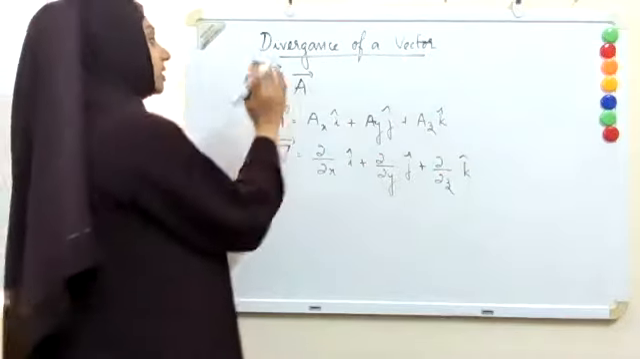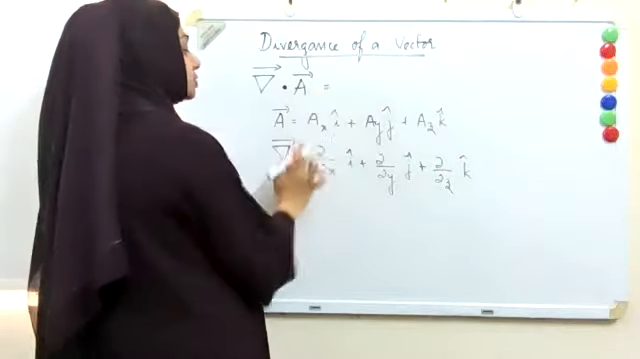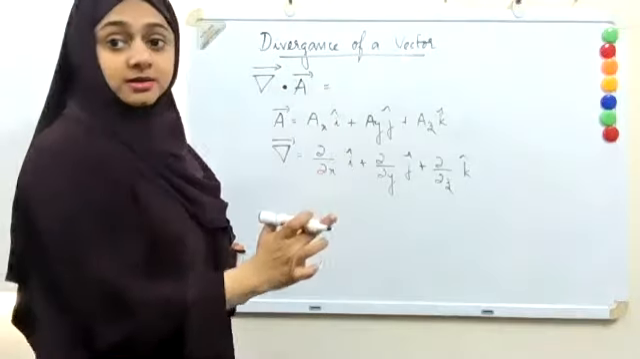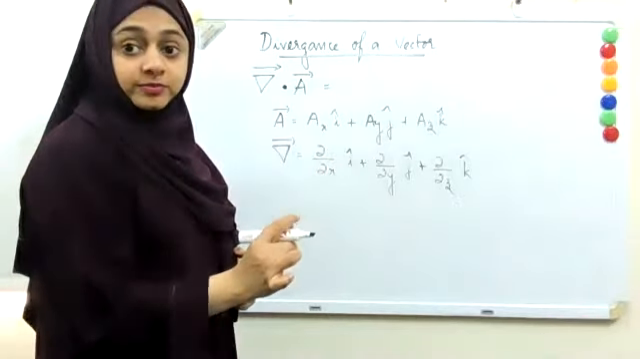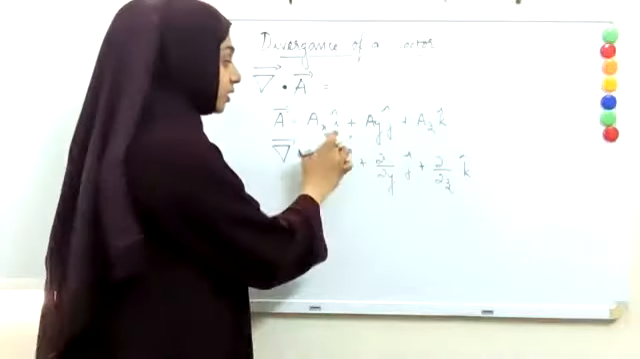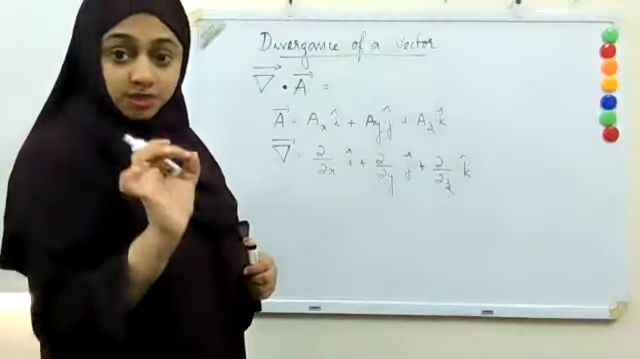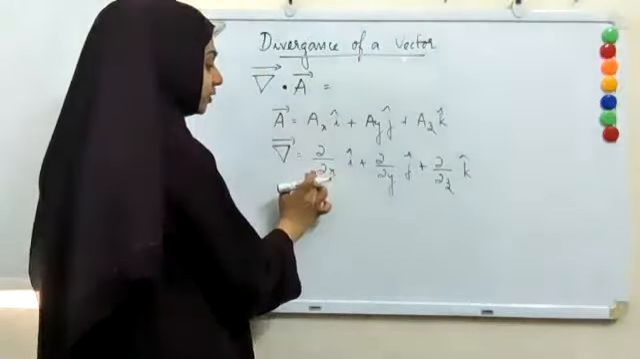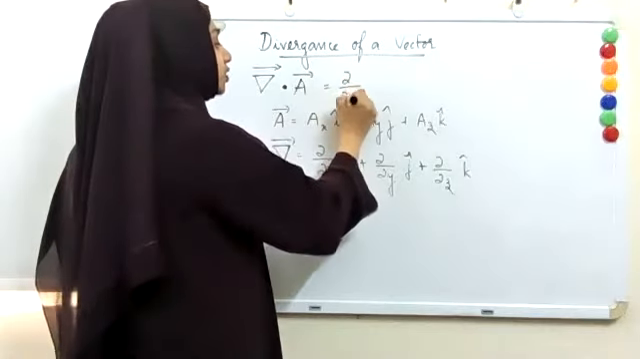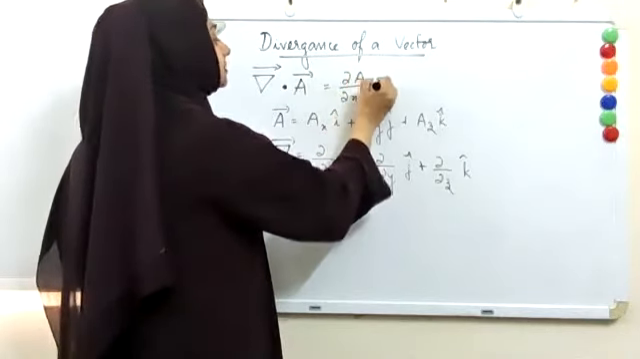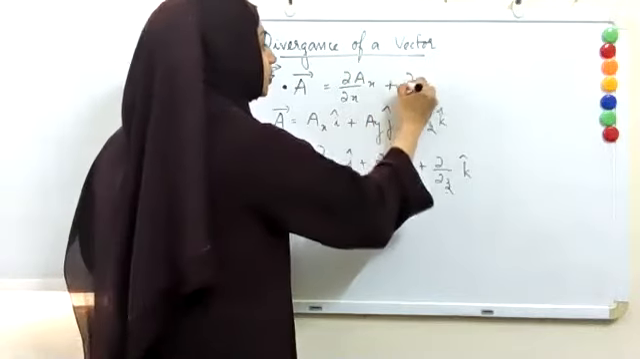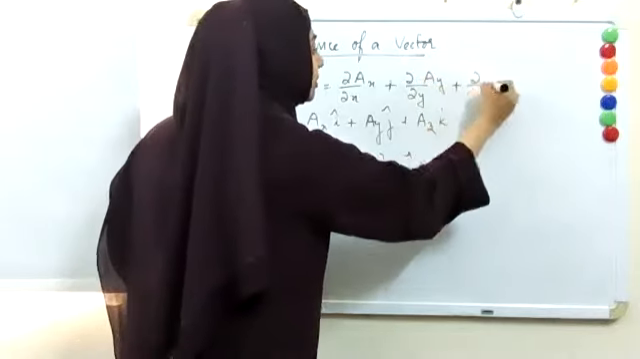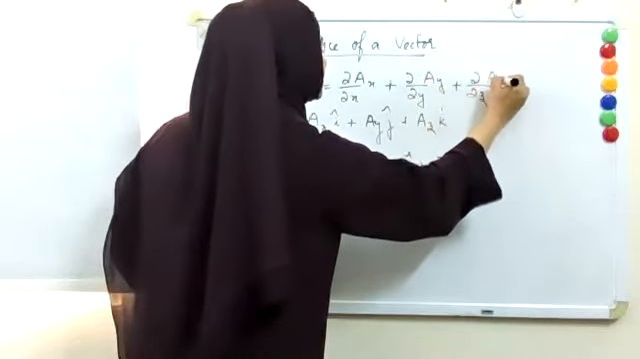Okay. So here we have to take the dot product. What is i dot i? i dot i is 1. i dot j is 0. i dot k is 0. So when you take the dot product, it will be dou by dou x of Ax plus dou by dou y of Ay plus dou by dou z of Az.